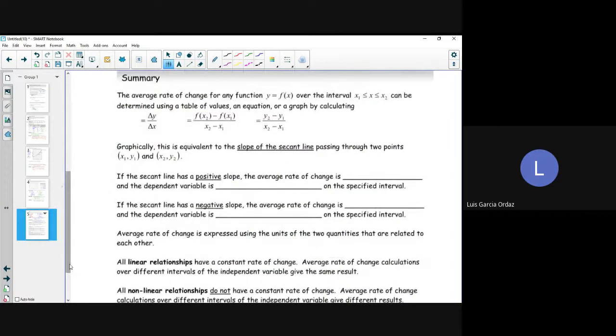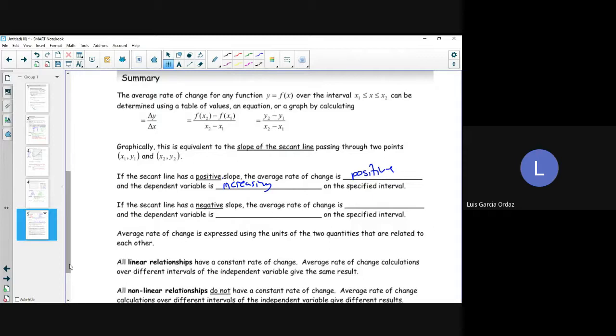So now we have the summary. We find the average rate of change by doing delta y over delta x, y2 minus y1 over x2 minus x1, or f(x2) minus f(x1) divided by x2 minus x1. Graphically, this is equivalent to the slope of the secant passing through two points, (x1, y1) and (x2, y2). So if the secant line has a positive slope, the average rate of change is positive, and the dependent variable is increasing on the specified interval.